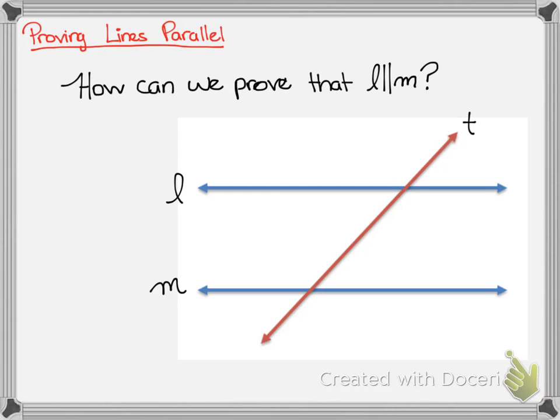Today we're going to be looking at how to prove whether or not lines are parallel. In the last few sections, what we've been talking about is that if we know that certain lines are parallel, so for instance L is parallel to M, then we can conclude things about certain angles. Like for instance, some are congruent, some are supplementary, and so on.